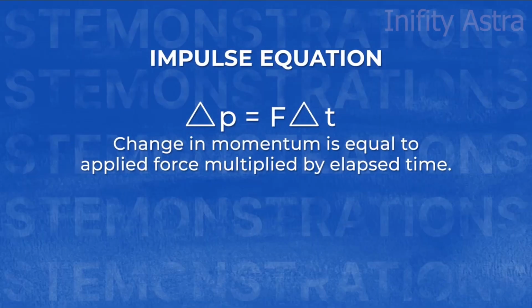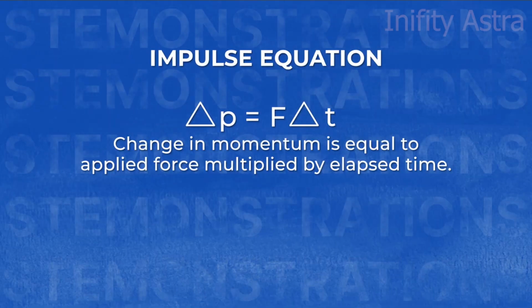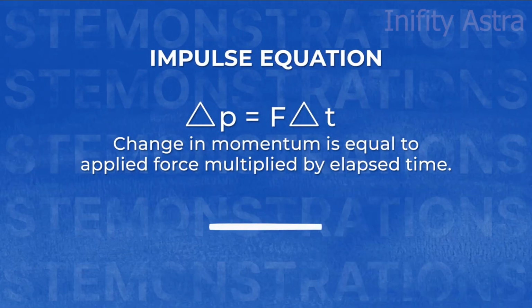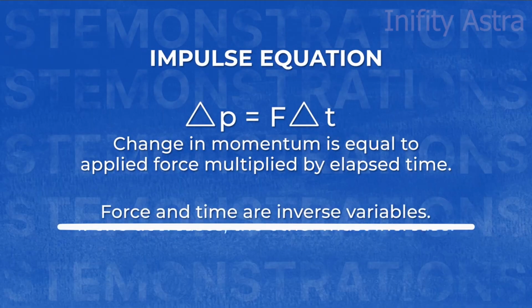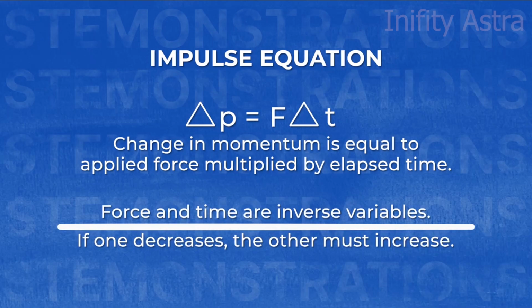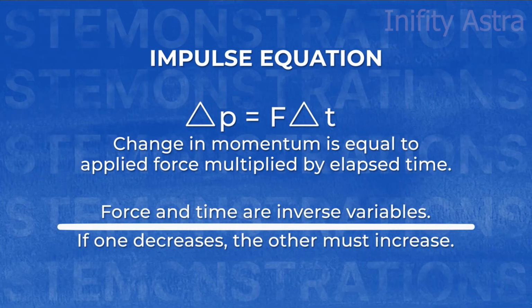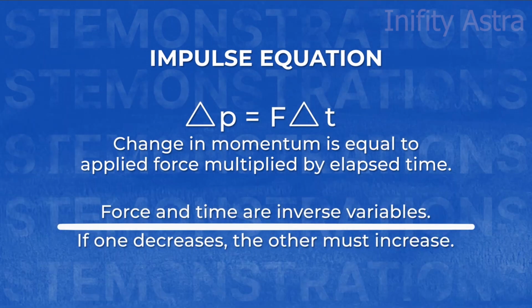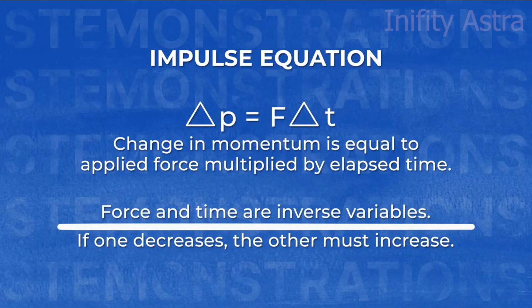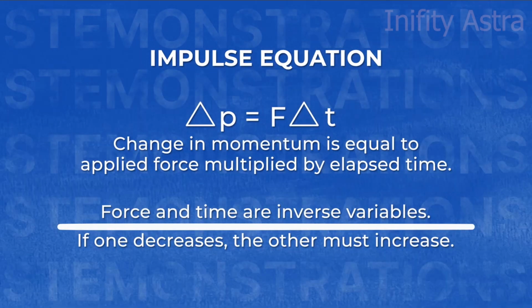If we were to look at the impulse equation, you'd notice that time and force have an inverse relationship. This means if one variable decreases, the other must increase. In this case, the small amount of time caused a large force to be exerted on the globe.